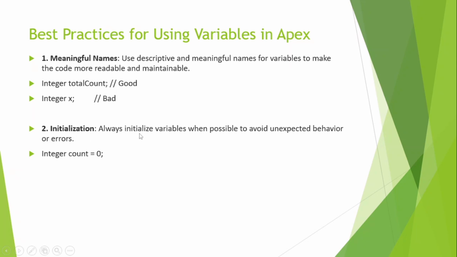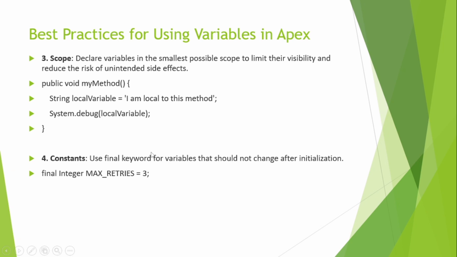Initialization. Always initialize variables when possible to avoid unexpected behavior or errors. Integer count equals to 0. Scope. Declare variables in the smallest possible scope to limit their visibility and reduce the risk of unintended side effects. Public void myMethod, String localVariable, I am local to this method. System.debug localVariable, it's displaying.